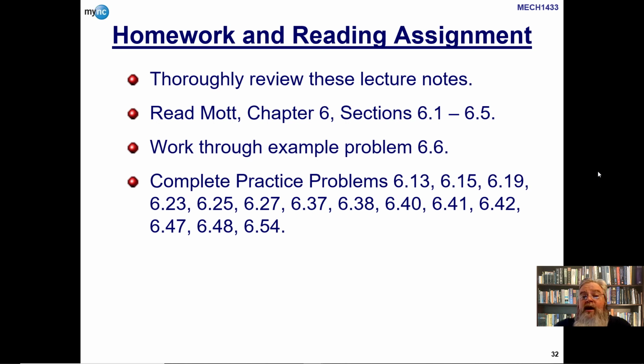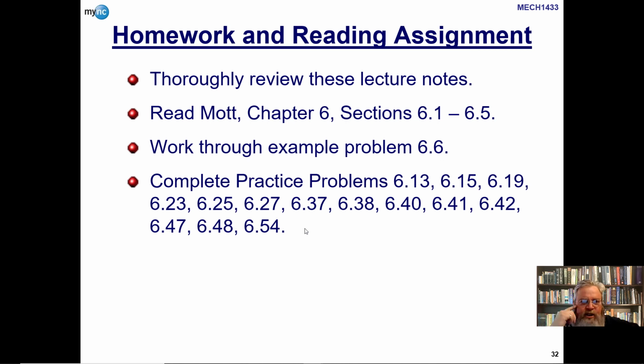So your homework, as always, is to thoroughly review these lecture notes, but also to have a look at MECH, read MECH chapter 6, sections 6.1 to 6.5. There's an example problem in that, problem 6.6. Work through that. And then there are these practice problems here. It looks like there's a lot of them. There is a lot of them, but they're also just little. Do all of them or as many of them as you feel you need to make sure that you have this idea very, very firmly in mind.